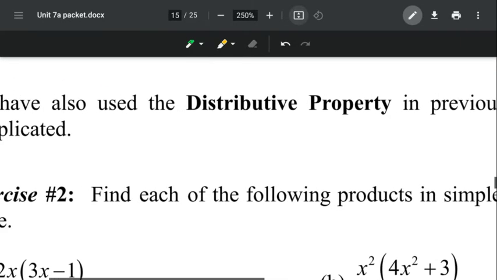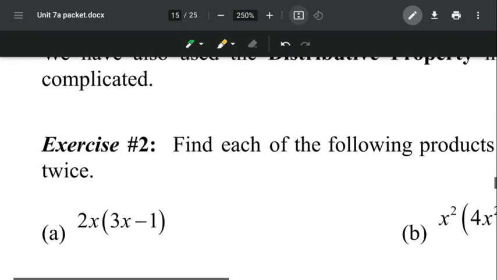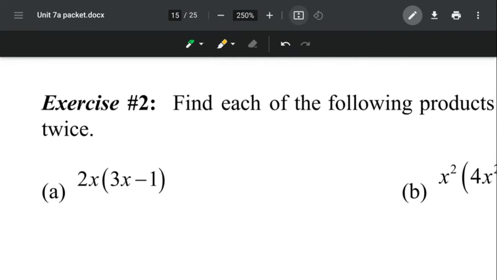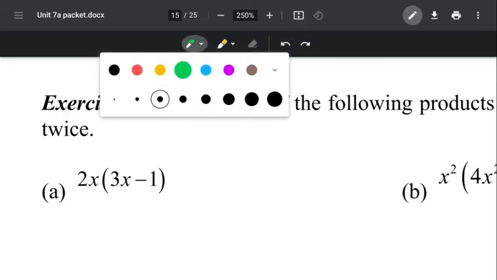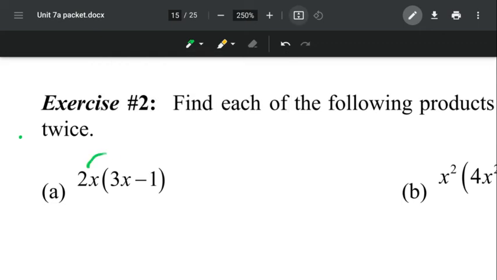Now down here, we're going to distribute for exercise 2. I know I have to distribute because this thing in parentheses has more than one term. Remember, terms are separated by plus signs and minus signs. So what I'm going to do, 2x to the 1 times 3x to the 1 is 6x squared. 2x times a negative 1 is minus 2x.